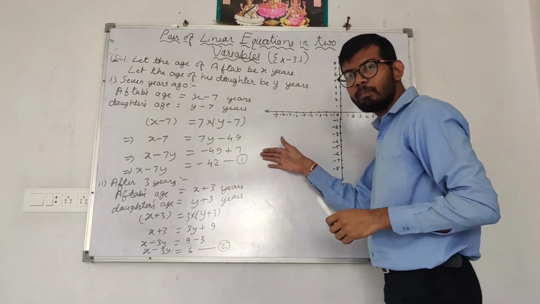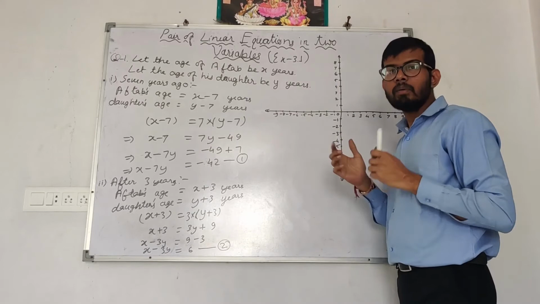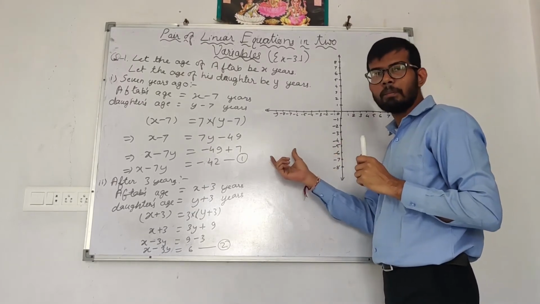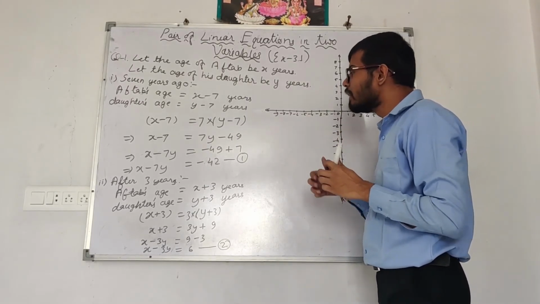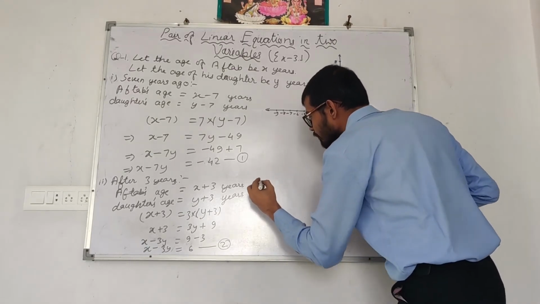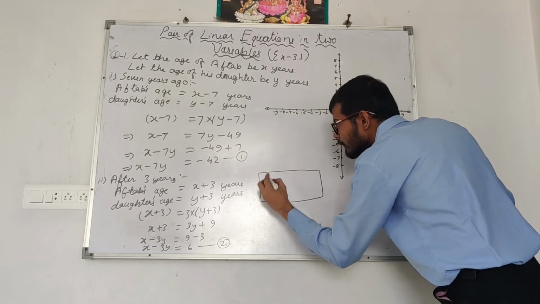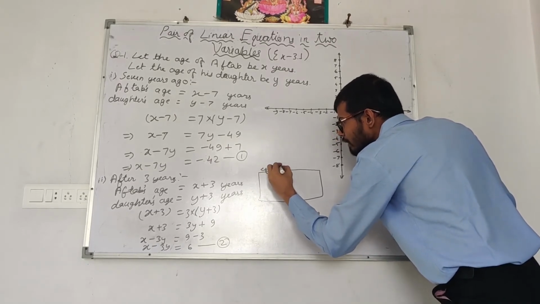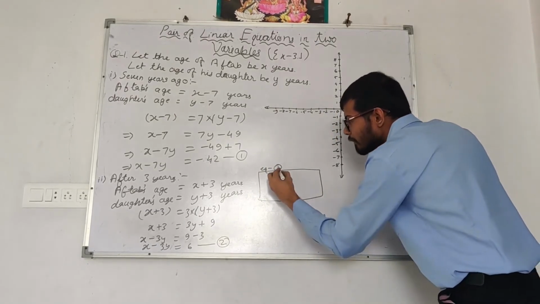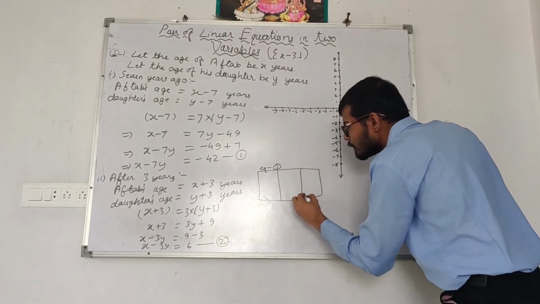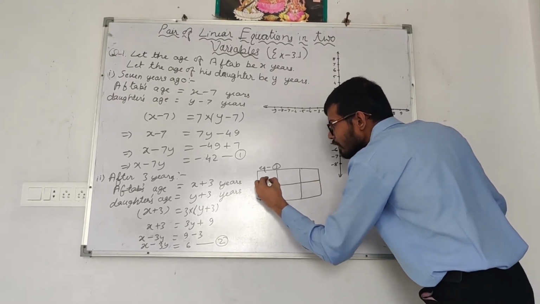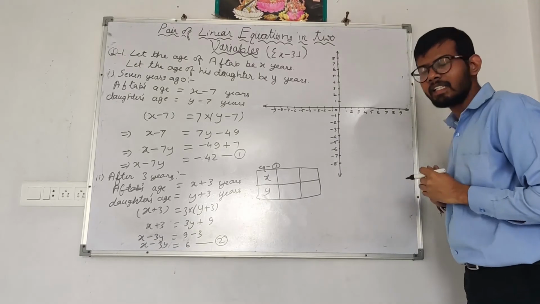We are going to represent both the equations in a graph. Now in 9th class we have learned how to represent a linear equation in a graph. What we will do? We will make a box for the first equation. You can write equation number 1. Okay? What we will do? We will find two values of x and y. So x and y we will write inside the box.